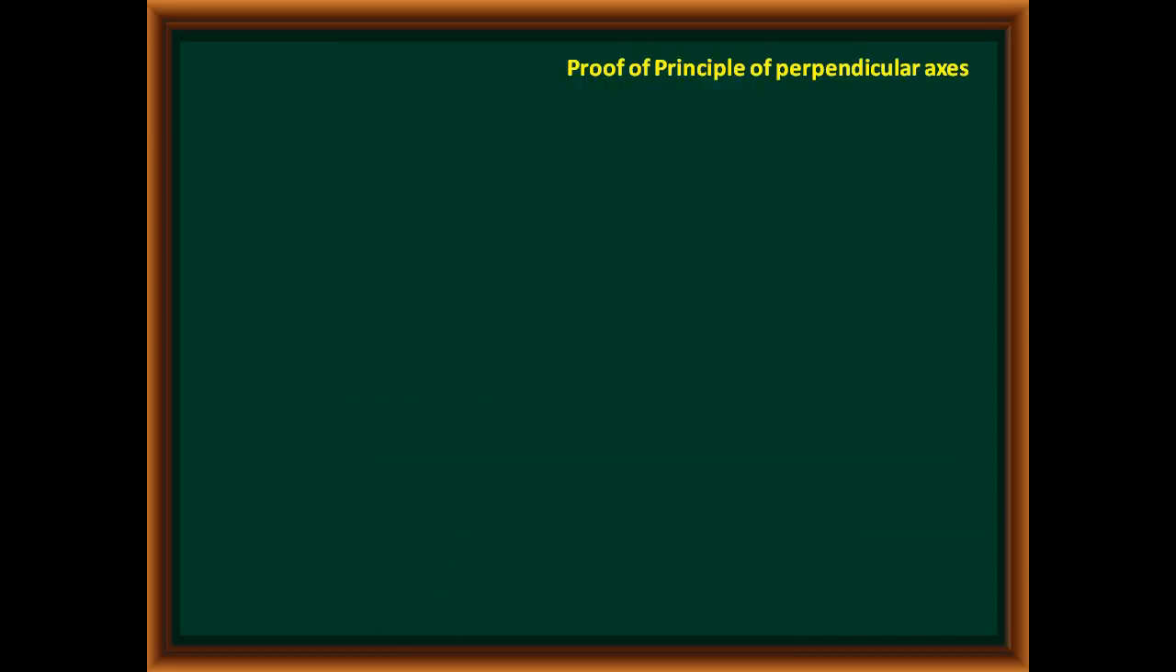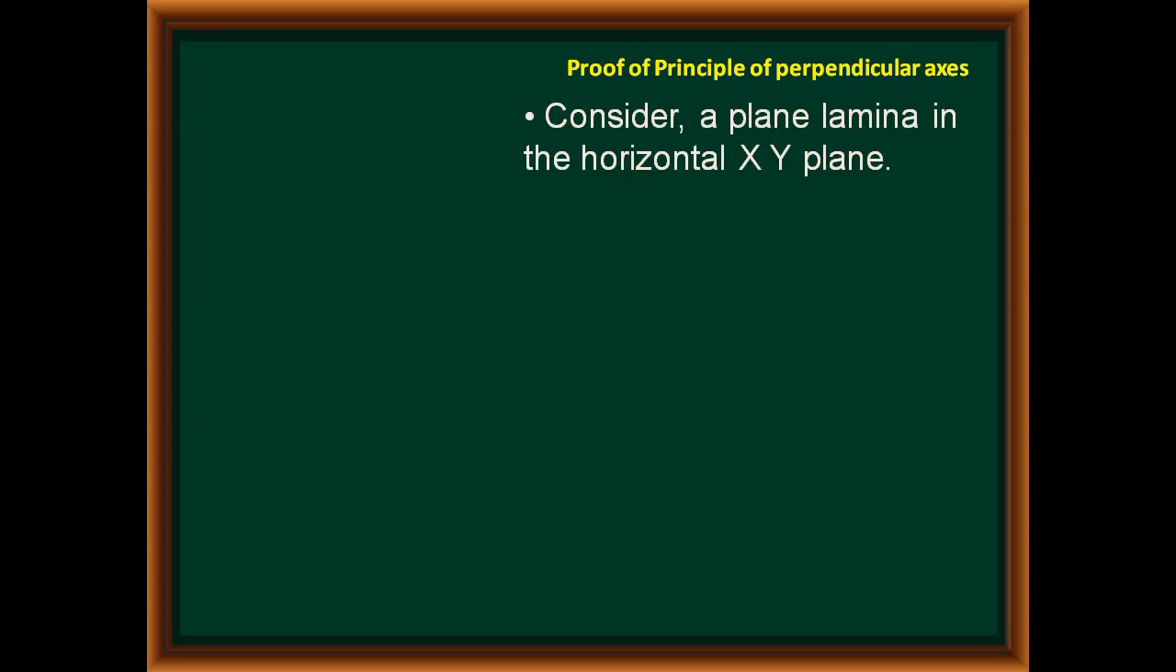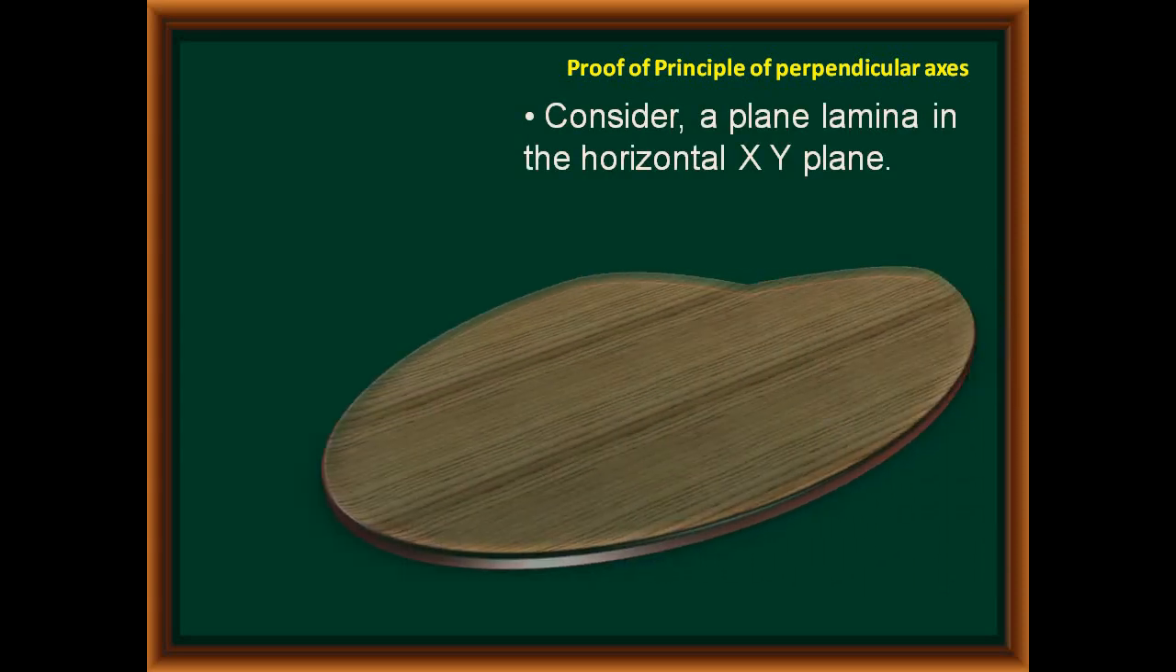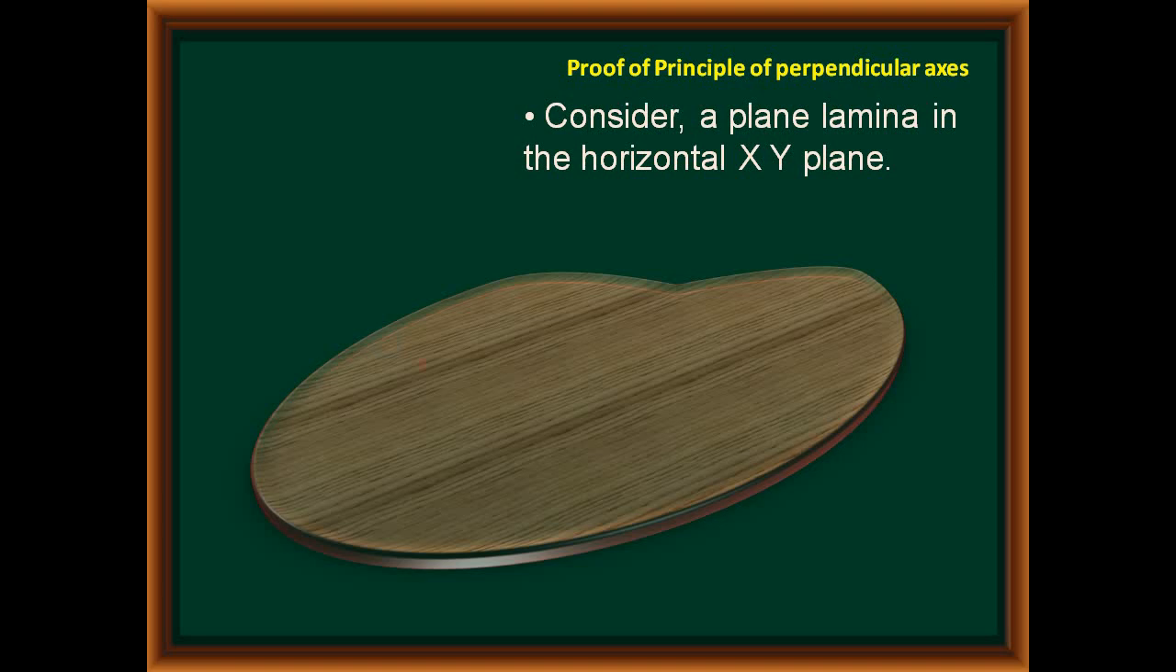Now we will prove this theorem of the perpendicular axis. For the proof, consider the plane lamina in the horizontal plane xy. On the lamina there is a point O which is the intersection of the axes. In this diagram we can see the x and y axis which are perpendicular to each other and intersect at the point O.